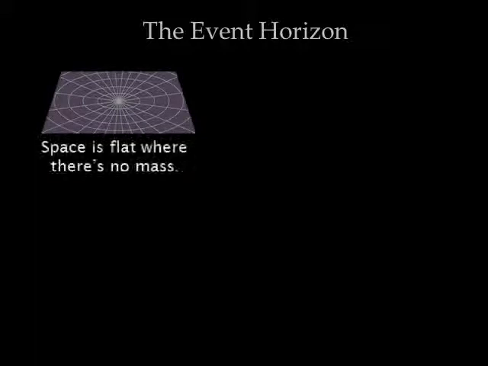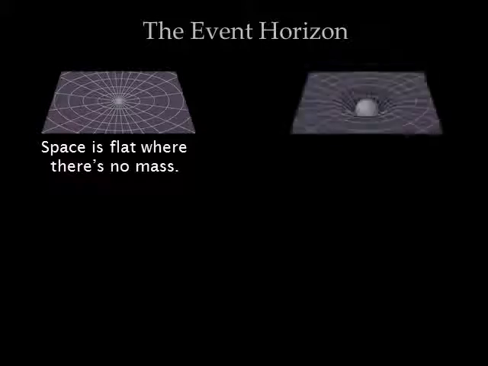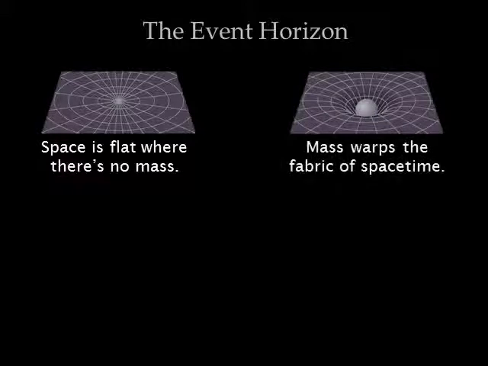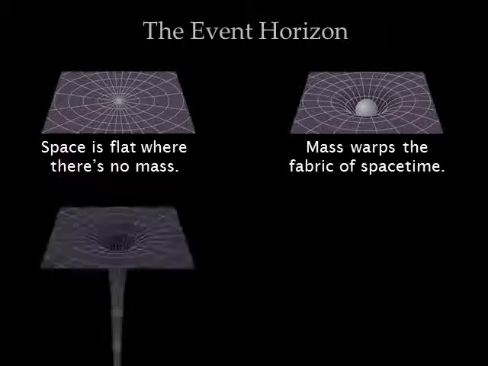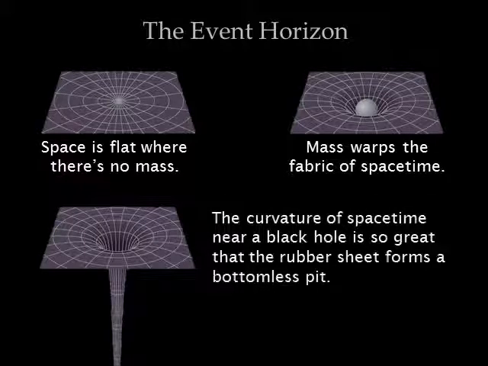It's nearly impossible to visualize 4 dimensions at once, but we can get the basic idea with a 2-dimensional analogy. Imagine a rubber sheet to represent 2-dimensional slices through space-time. In this analogy, the sheet is flat when it's far away from anything with mass. The sheet will become more curved near a massive object. Mass warps the fabric of space-time. The more massive the object, the more space-time gets warped. The curvature of space-time near a black hole is so great that the rubber sheet forms a bottomless pit.